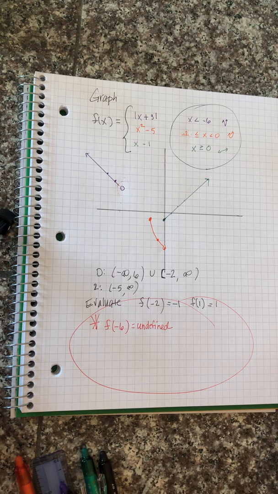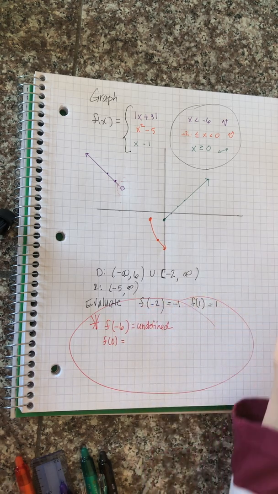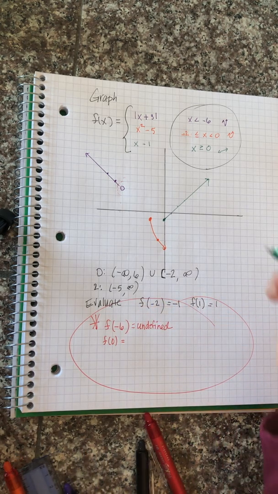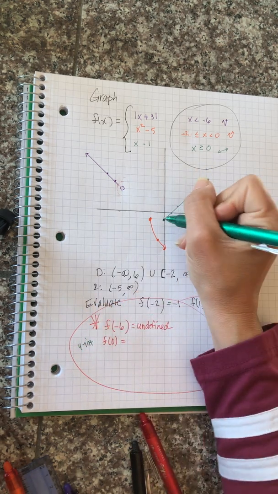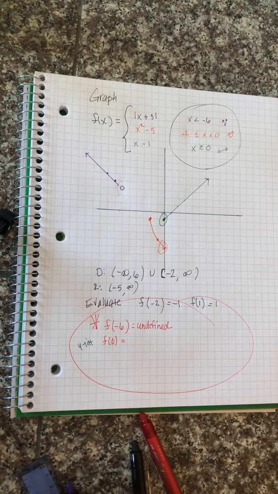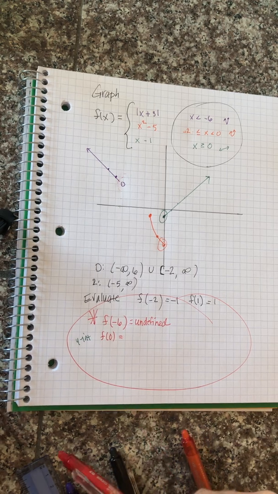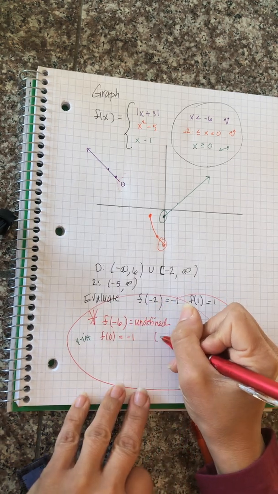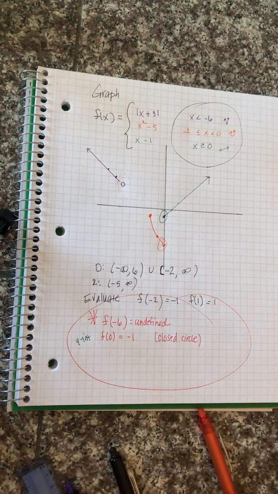How about the f of 0? Okay, that's the y-intercept essentially. You have it here, but you also have it here. One of those is exact and the other one is not. And if you said the closed circle, then you were correct. The f of 0 is -1. Closed circles are okay.